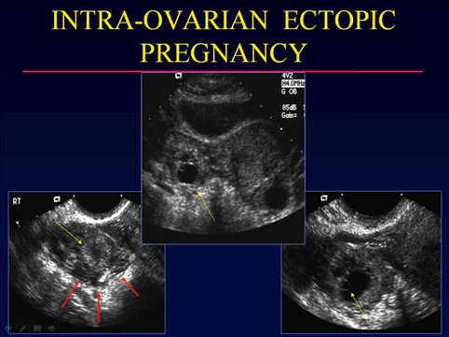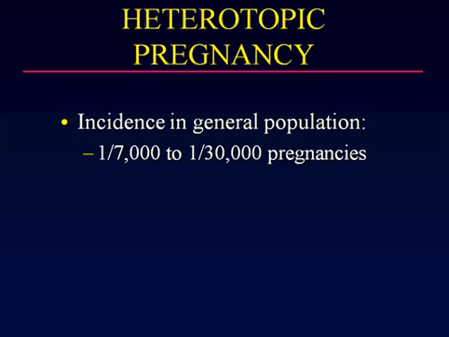Now, I have said earlier that occasionally you can have fibrin stranding or debris that could mimic a yolk sac or an embryo. So again, hard to know for certain, but this was surgically proven to be an intra-ovarian ectopic pregnancy.